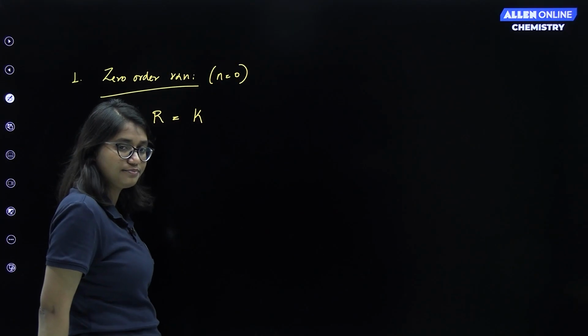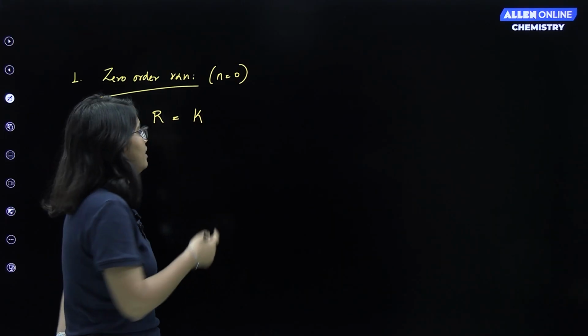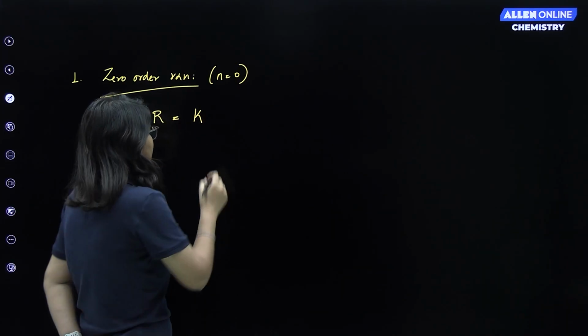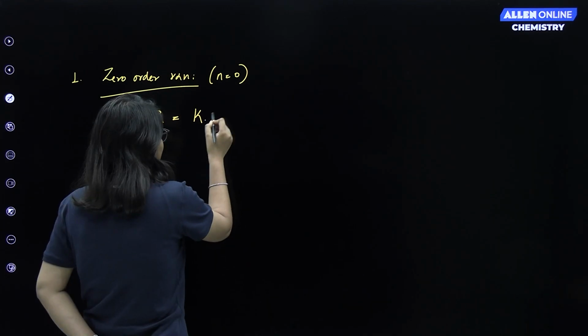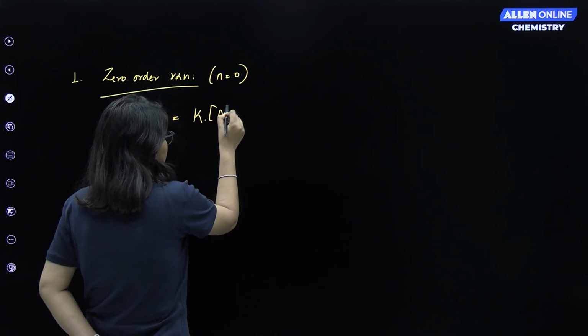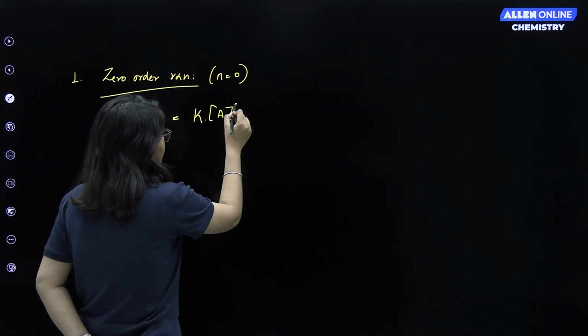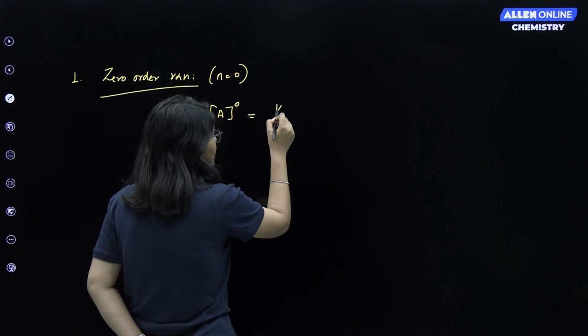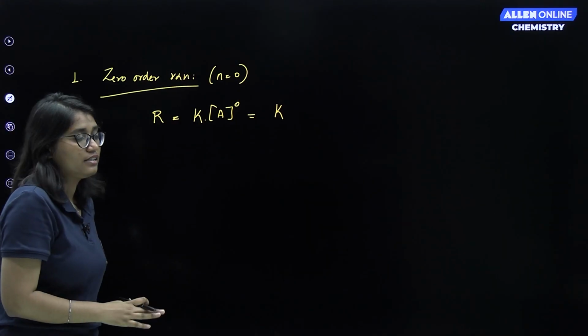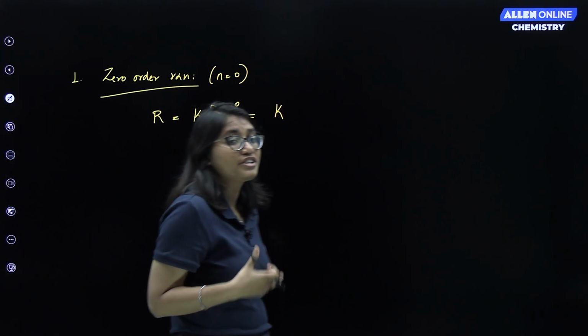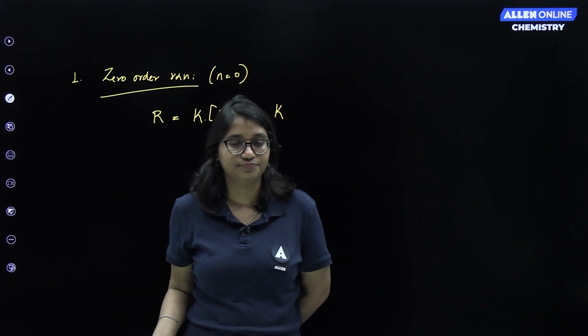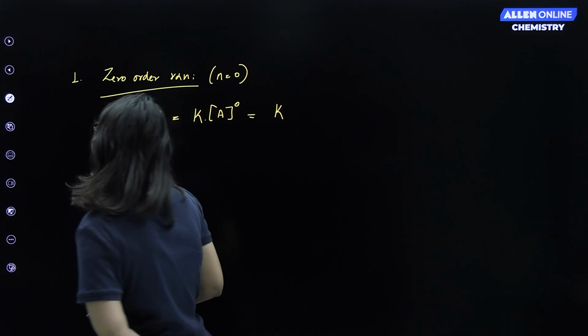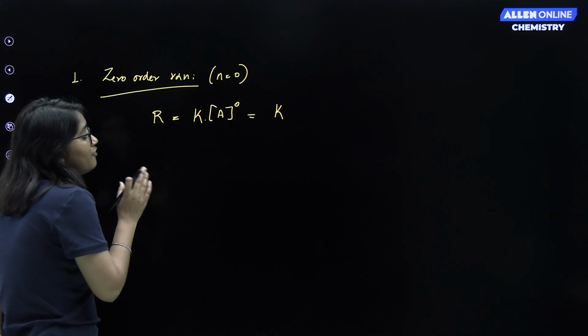Rate is equal to this, because n has a value of 0. If we write the earlier formula, n value is 0. What this means is rate is equal to K. That's why we say rate doesn't depend on concentration at all in zero order reaction. Right? Now, why does this happen?